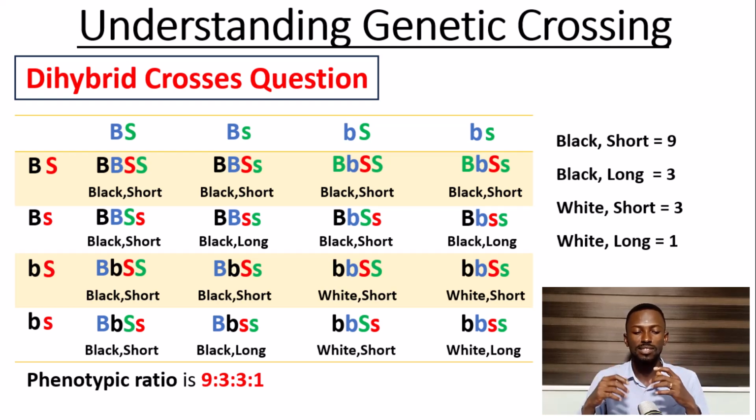Out of these 16, there's a possibility of 9 of them having black short fur, and a possibility of 3 of them having black long fur, and a possibility of 3 having white short fur. And then there's a probability of only 1 out of the 16 having white long fur. That's quite interesting.